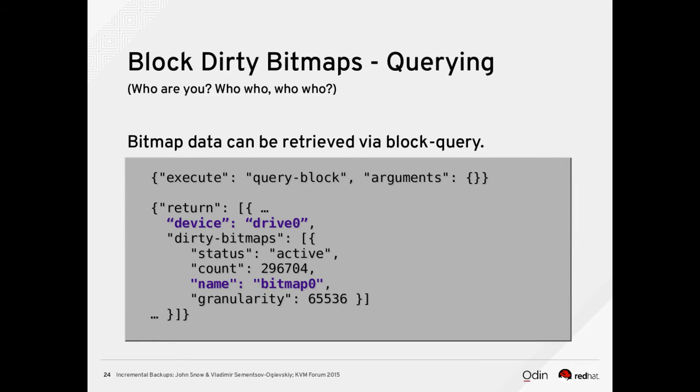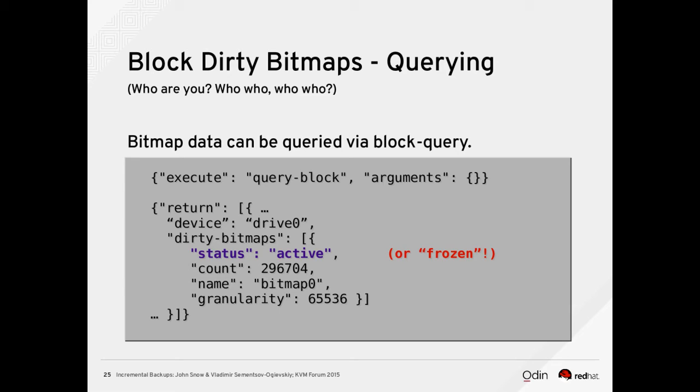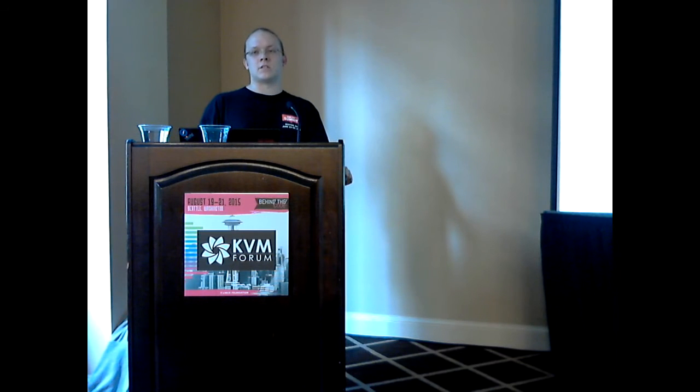For querying, there is the existing query-block command, which returns an awful lot of stuff. I've trimmed out the bits that aren't relevant to our interest right now. Here, this shows an excerpt for a device named drive0. And you can see the bitmap0 down there, and there is status active, which means that it is currently on and recording writes, just in case you didn't believe me when I said it is recording writes as soon as you add it. It can show frozen there as a string, which means that it is currently in use for a backup, and that's when you can't delete it. So management utilities can check to see if it will succeed or not before it tries to issue the command.